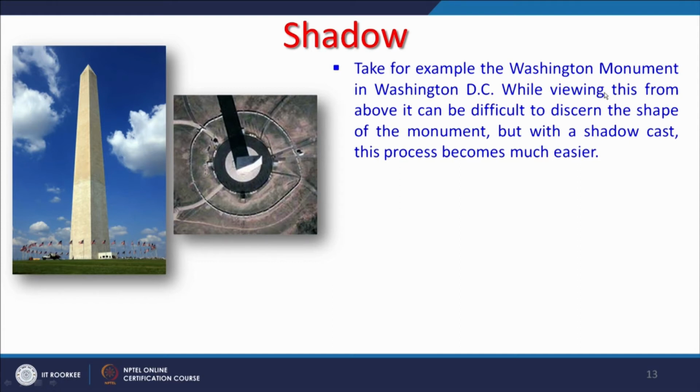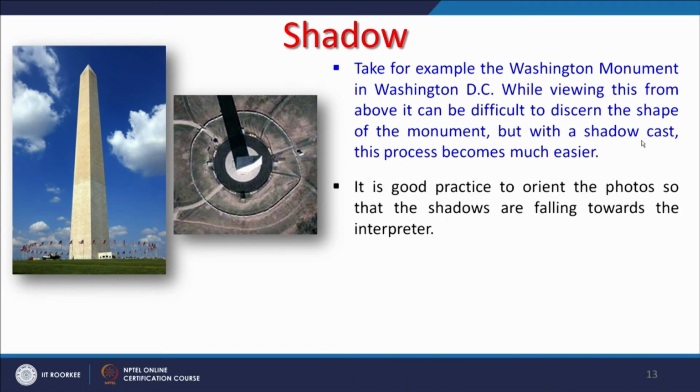So take for example this Washington Monument in Washington DC. While viewing this from above, it can be difficult to discern the shape of the monument, whereas on the ground, this is how it looks. But with a shadow cast, this process becomes much easier. It is good practice to orient the photos so that the shadows are falling towards the interpreter.